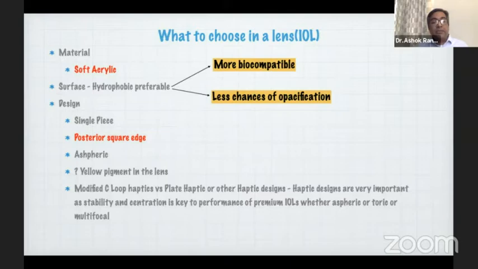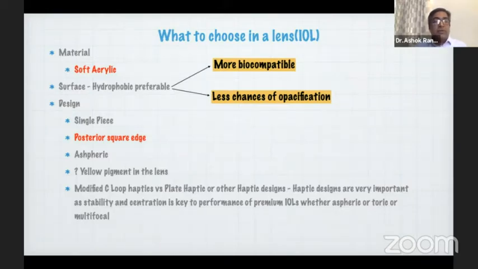And in the design, we would always want a single piece lens to be placed. We would always want a posterior square edge because posterior square edge is known to decrease the incidence of posterior capsular opacification. Today, aspheric surface comes in the category of premium lenses because it has certain visual quality benefits. I'll come to that later. The yellow chromophore pigmentation in the intraocular lenses is something which is a little controversial. Not all literature supports its use as beneficial. Personally, I don't find much benefit with it, so I do not use it unless the patient wants it.